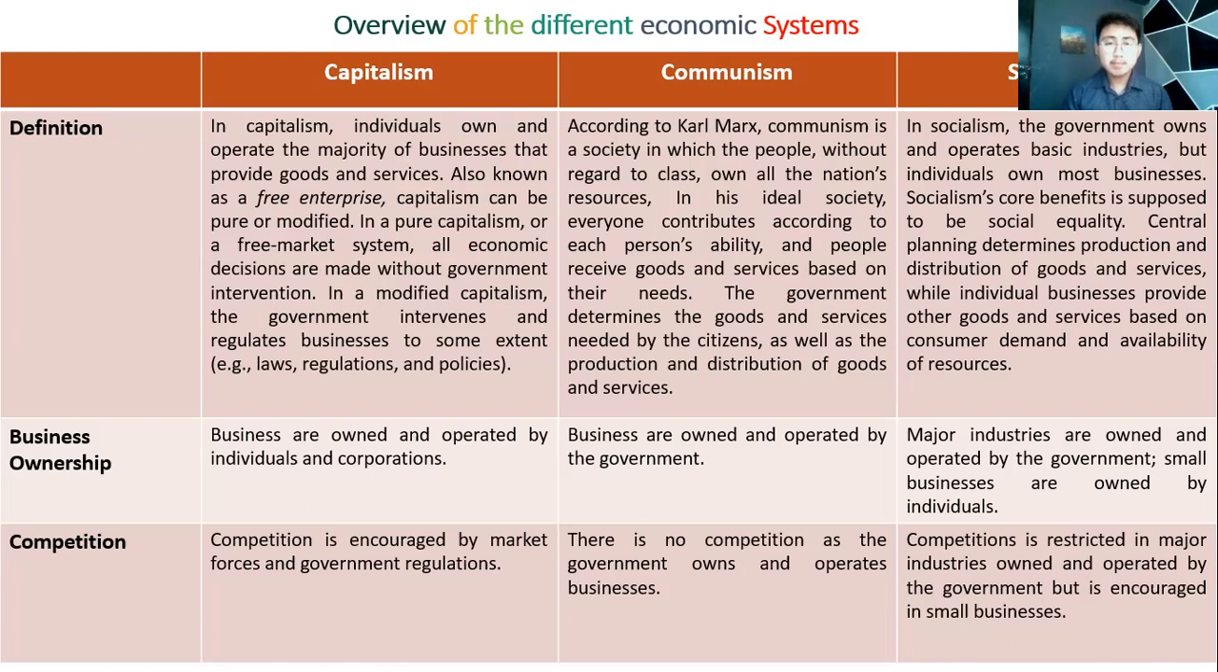Okay? So while socialism naman, the government owns and operates basic industries, but individuals own most businesses. Okay? So dito sa system na to or sa socialism, some basic industries are owned by the government and somehow there are individuals or businessmen who also own a business in this economic system. So dito, central planning and socialism, central planning determines the production and distribution of goods and services, while individual businesses provide other goods and services based on the consumer demand and availability of resources.